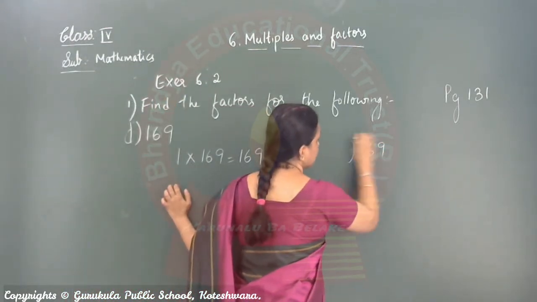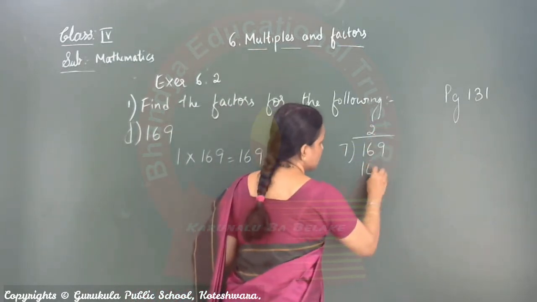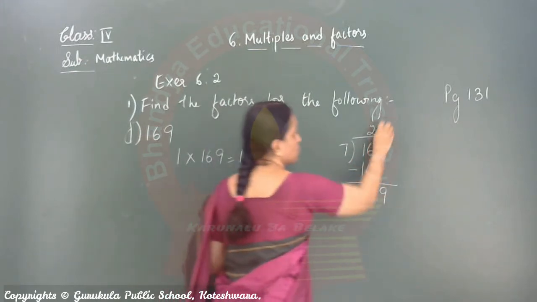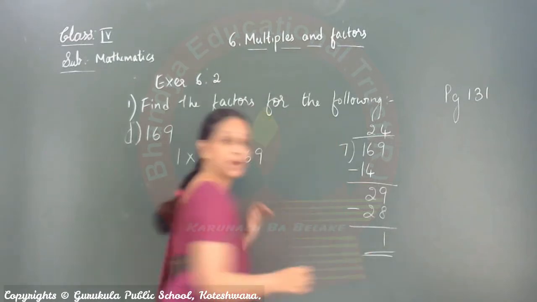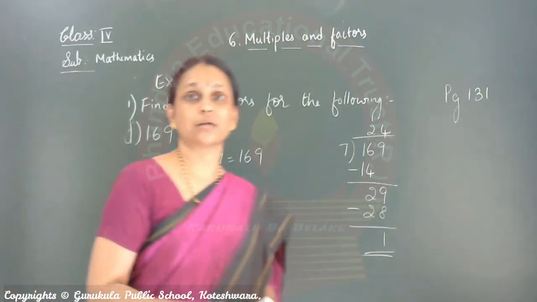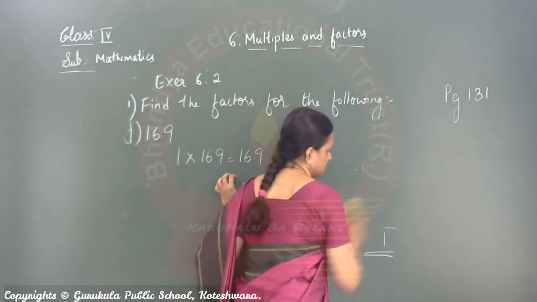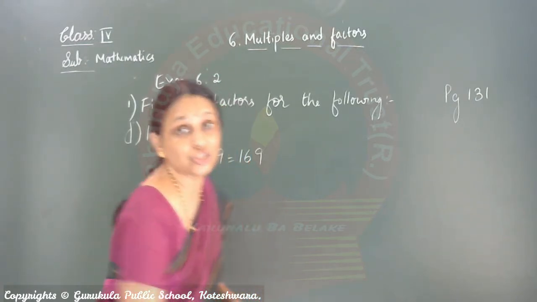169 divided by 7. 7 twos are 14. So 2, 9. 7 fours are 28. 1 is the remainder. When a remainder comes, we can't. Just divide by all the numbers, children. It will not come in any of the numbers. Yes, you divide and check. It will come in which number?